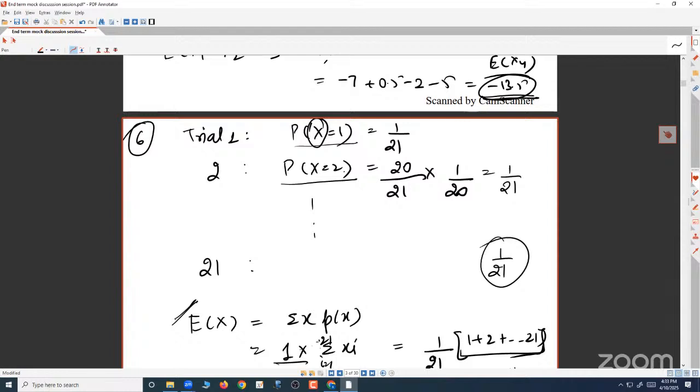Ma'am, how do you write 20 upon 21? Okay, into 1 upon 20? Okay. So this is my probability. This is the probability for the first trial, and this is for the second trial.